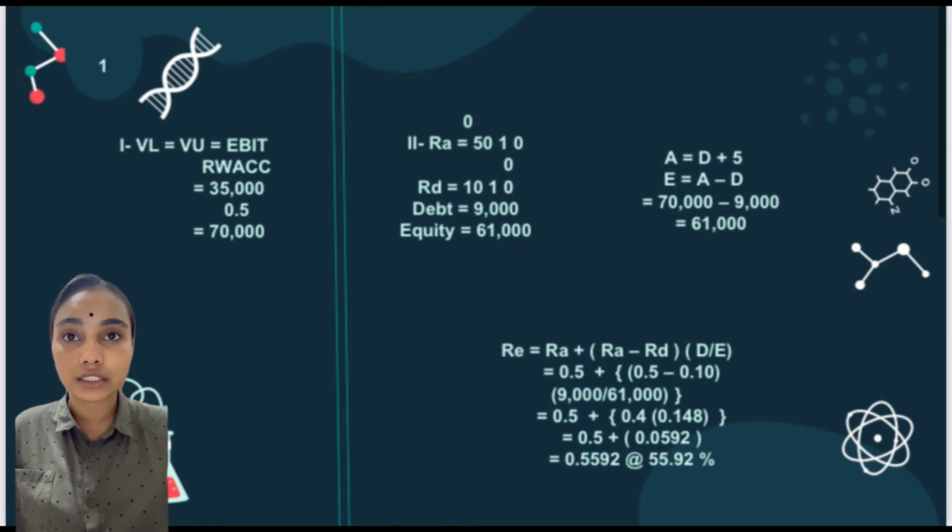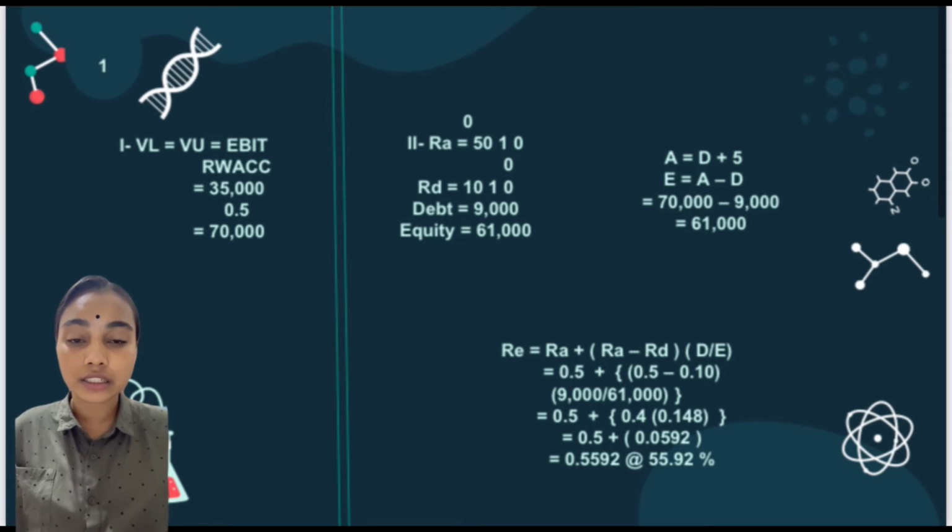The first question is to justify the value of Zidane Corporation. The formula is: value of levered firm equals value of unlevered firm equals EBIT divided by WACC. The answer is 35,000 divided by 0.5, and the answer is 70,000. 0.5 is 50%. We get this from the question, which gives equal proportions of debt and equity.